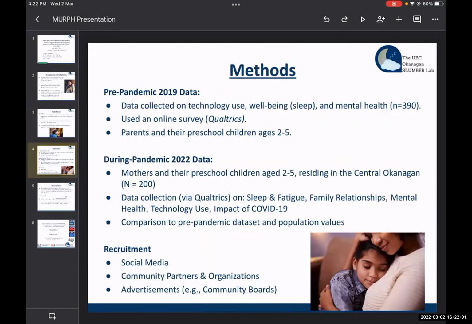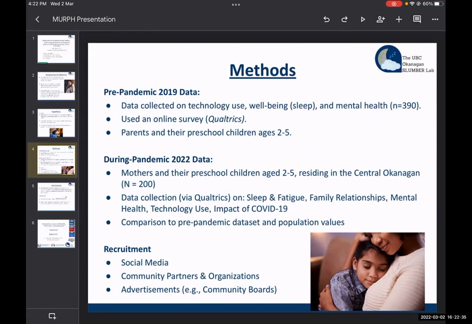Okay, thank you, Tristan. I will continue by describing the methods of our study. I would first like to acknowledge that I'm presenting today on the traditional territory of the Syilx Okanagan Nation. Our quantitative study will collect data during the current 2022 COVID-19 wave through an online survey tool, Qualtrics, and compare these to a pre-pandemic 2019 cross-sectional data set that obtained data on technology use, sleep, and well-being from 390 Okanagan mothers of children aged 2 to 5 years.